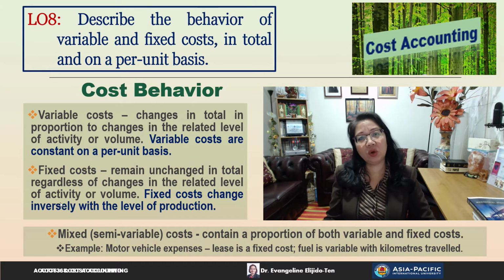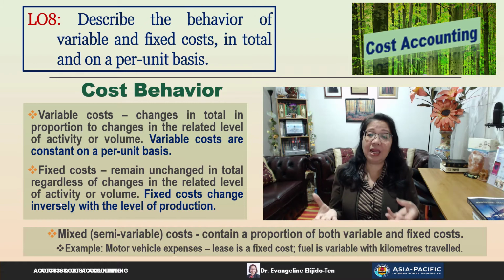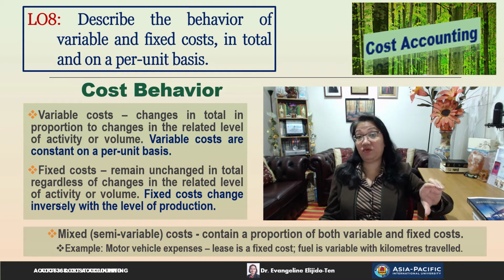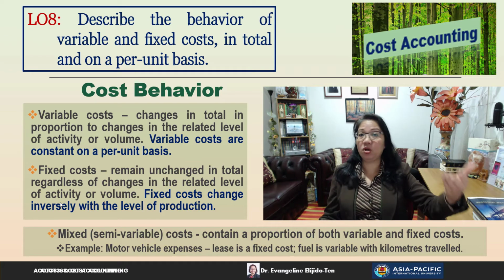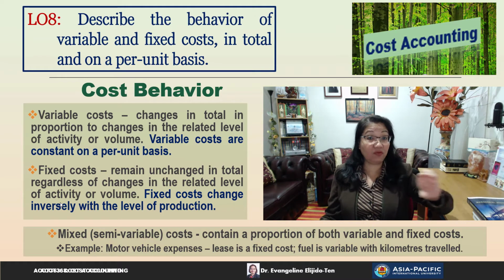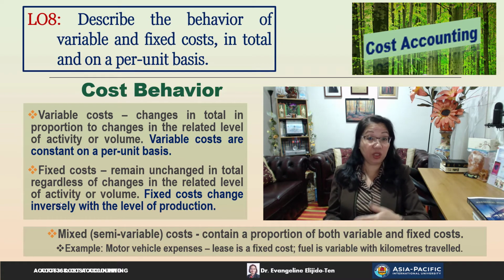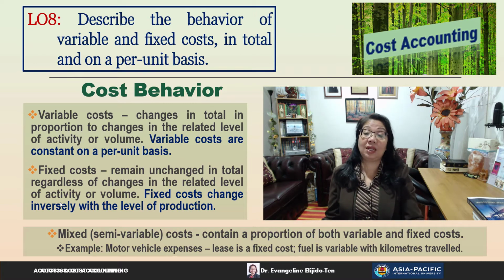All right. We can actually say that there is kind of a third classification of cost according to behavior, because there is what we call the mixed cost. They are semi-variable, semi-fixed costs. They contain a proportion of both variable and fixed costs. An example of this would be motor vehicle expenses. There is, for example, a lease cost, which is fixed. If we are leasing the motor vehicle, we will be paying that maybe on a monthly basis, and that lease cost is fixed. The fuel cost will, however, be variable, and it will depend on the kilometers that we travel. The more we travel, the more gasoline cost there would be. The less we travel, the less gasoline cost.